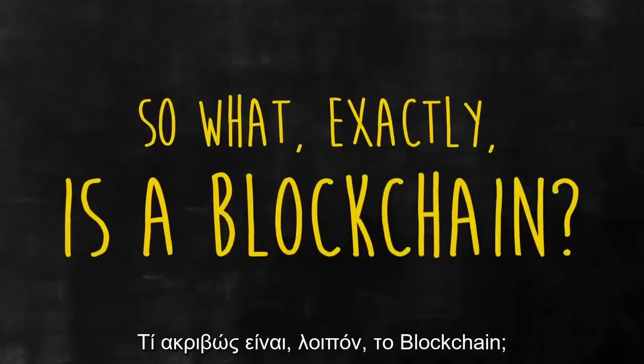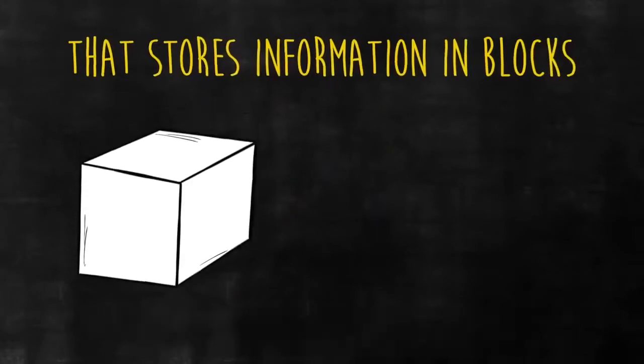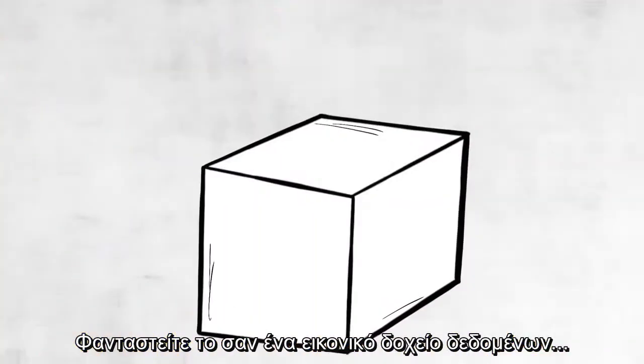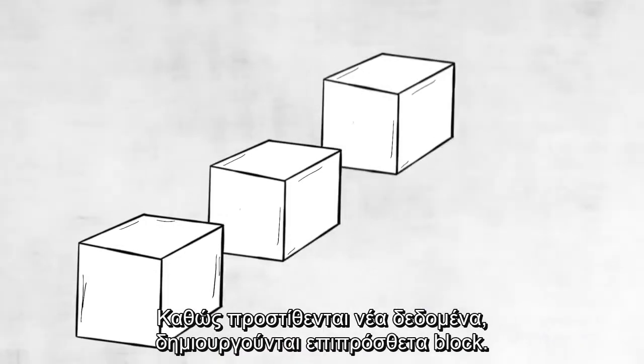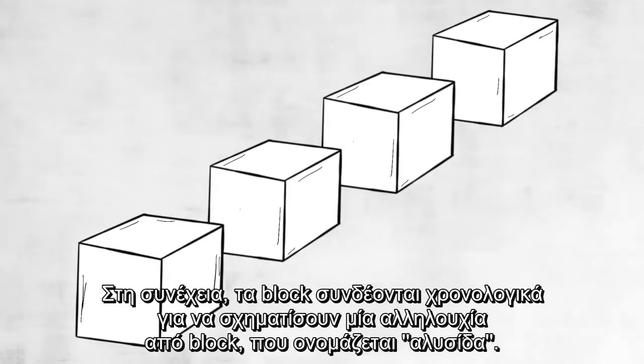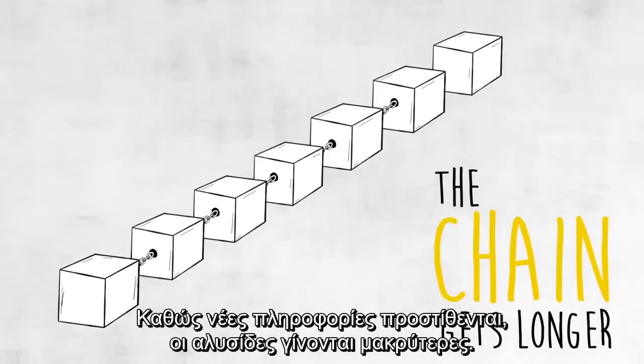So what exactly is a blockchain? Blockchain is a distributed database that stores information in blocks, which you can think of as a kind of virtual container for data. As new data gets added, additional blocks are created. The blocks are then linked together chronologically to form a sequence of blocks called a chain. As new information gets added, the chains get longer.